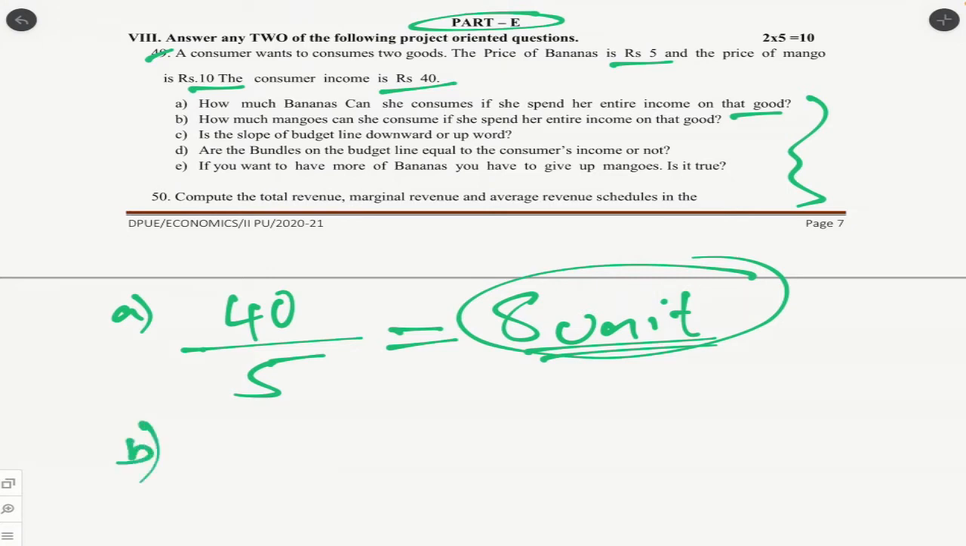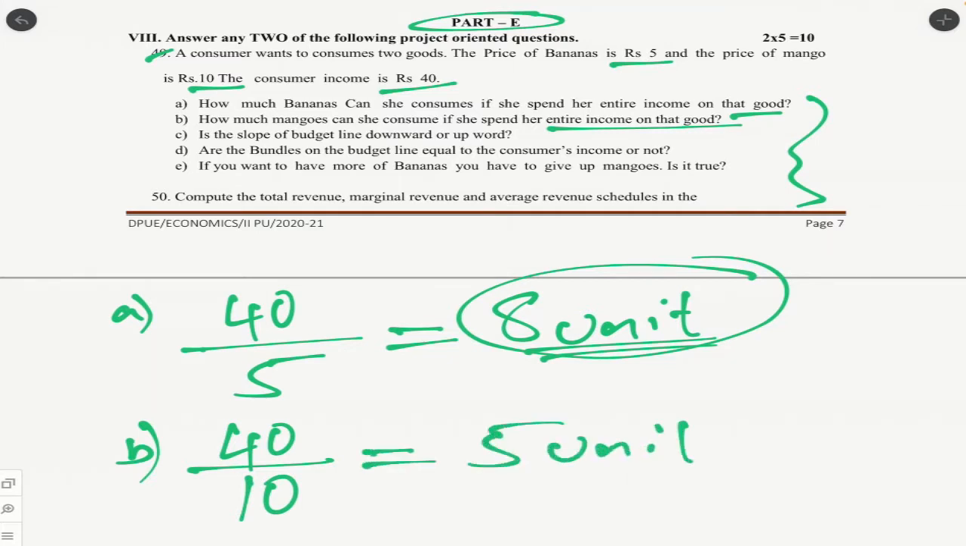Let us take sub question B. How much mangoes can she consume if she spends her entire income on that good? Again, the total income of the consumer is rupees 40. Per unit price of mango is rupees 10. So 40 by 10 is equal to 5. So the consumer can consume 5 units if all her money is spent on mangoes. Right. So then let's go ahead.